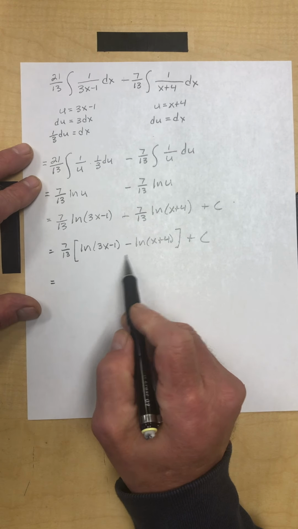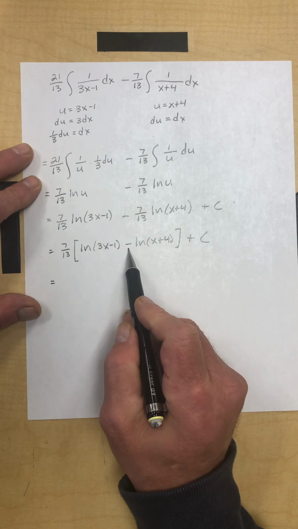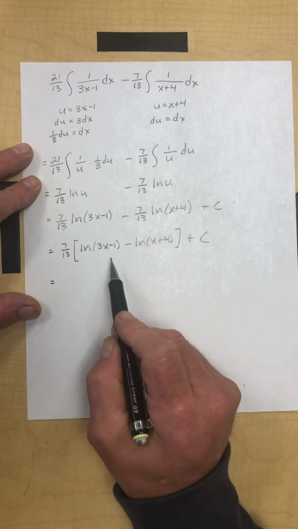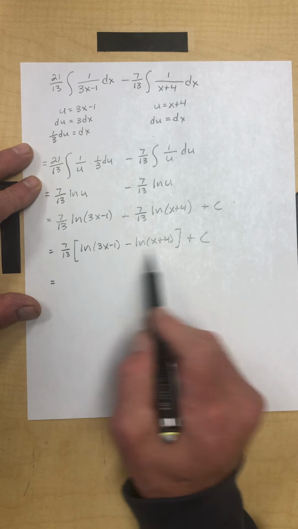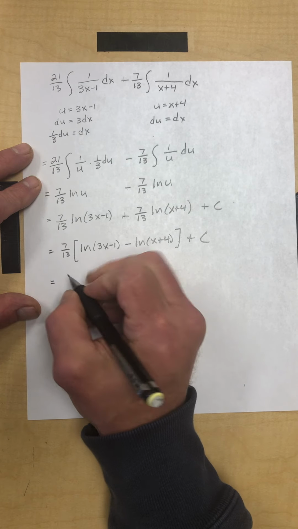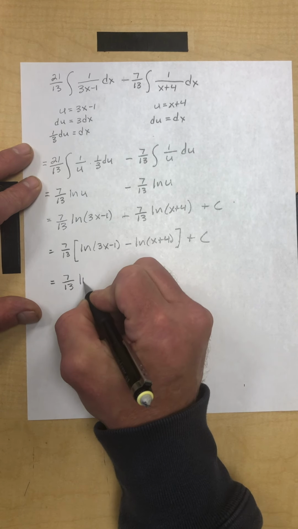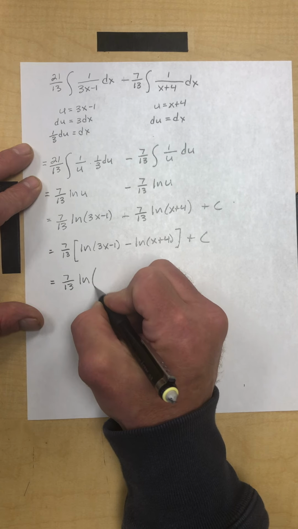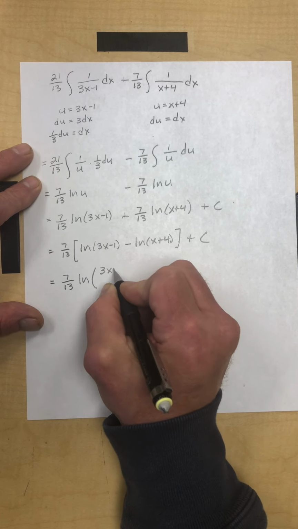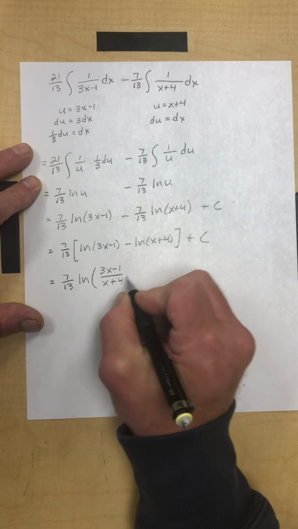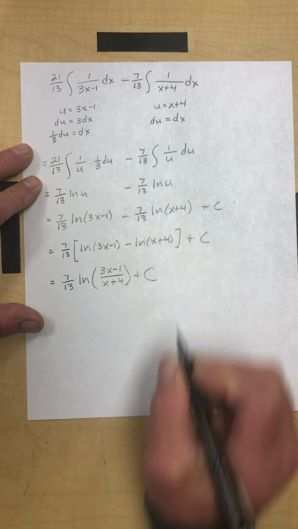Okay, and then I can use the quotient rule here because it's minus. Okay, I like that. So it would be the natural log of this guy over that guy. Okay, so 7/13 times the natural log of 3x minus 1 all over x plus 4 plus c.